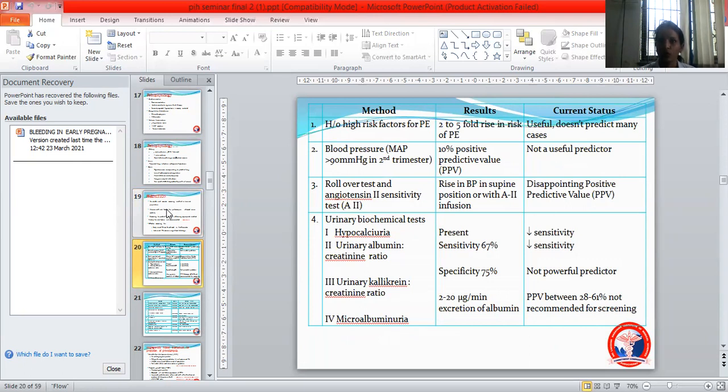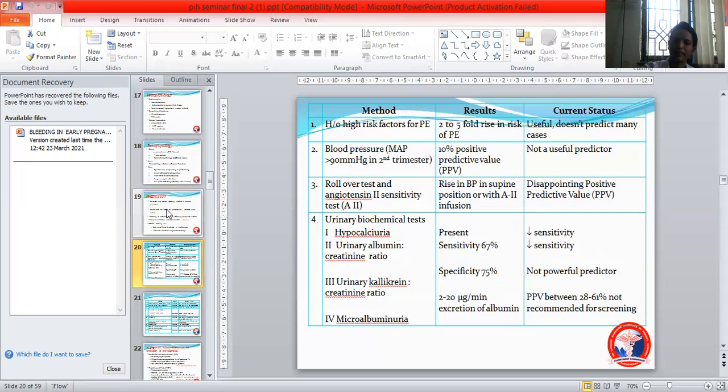Then there's something called the rollover test, where you measure the BP of the patient and then ask the patient to roll over from the left lateral position to the supine position. You can see that there is an increase in BP by at least 20 millimeters of mercury. So all these are positive signs that you can use as predictive signs for developing pre-eclampsia.